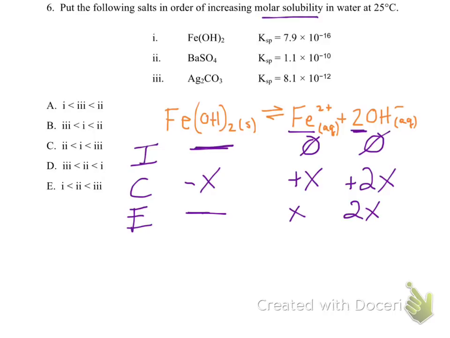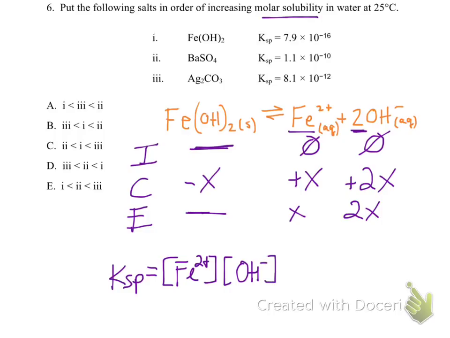Great. Now we have our ICE table done, and we need to pair it with our equilibrium expression. KSP is going to equal products, so iron 2 plus times hydroxide squared. Always write out the equilibrium expression. Really easy to overlook something if you don't. So, let's plug in our values and solve and see what we get. Our KSP for iron hydroxide is 7.9 times 10 to the negative 16th.